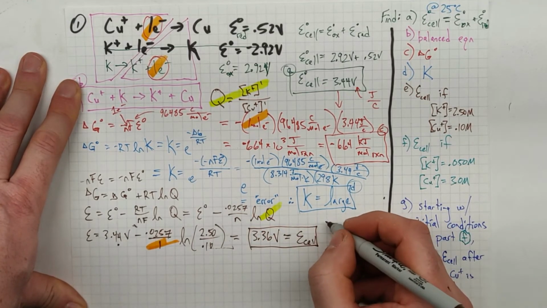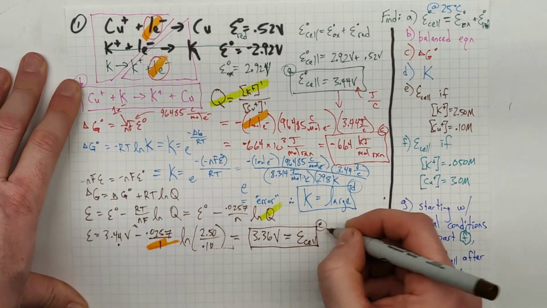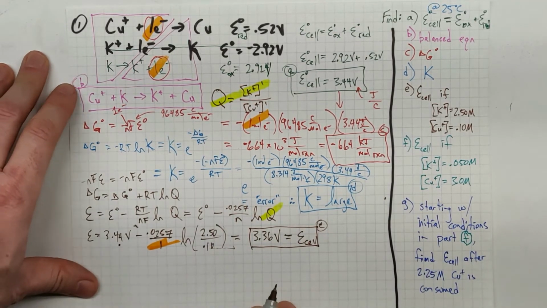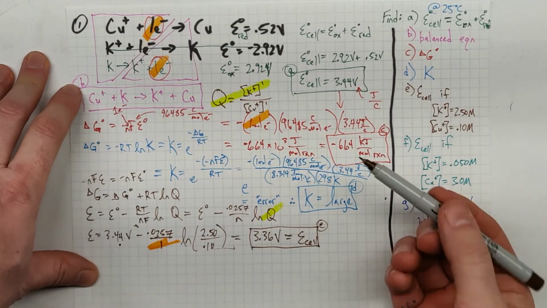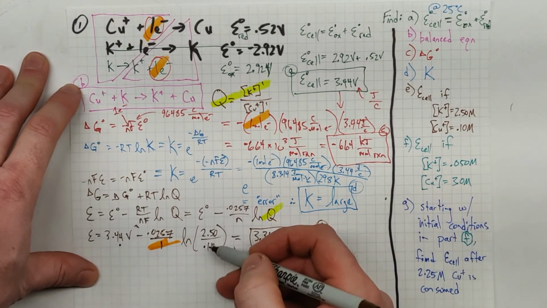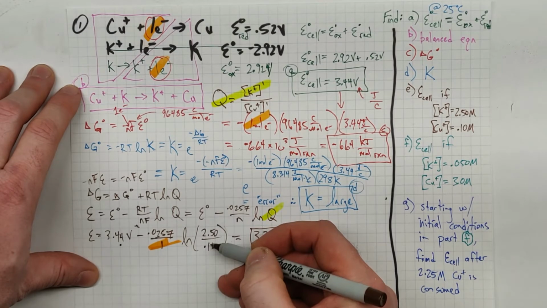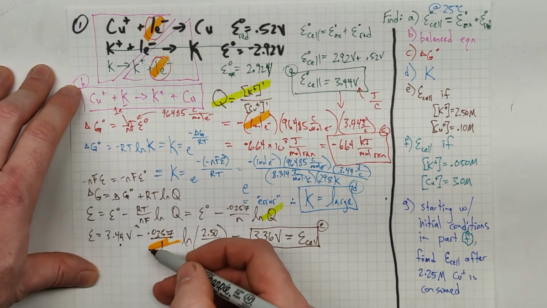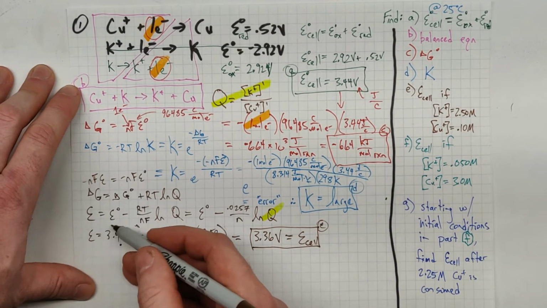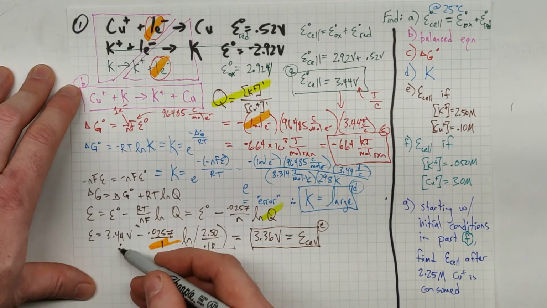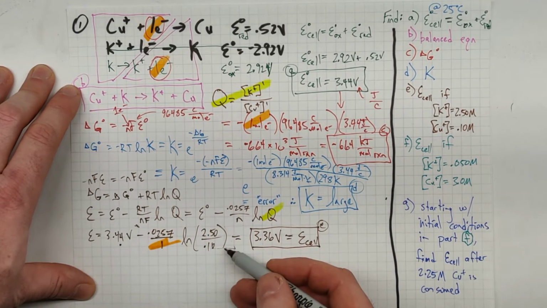And I want to look at that in a slightly different way, in terms of Q's and K's and equilibrium. If you have standard conditions, the numerator would be a 1, the denominator would be a 1, this whole term would cancel out as 0, and E would be E standard, 3.44 volts. So the question is, what's going to happen with this term?